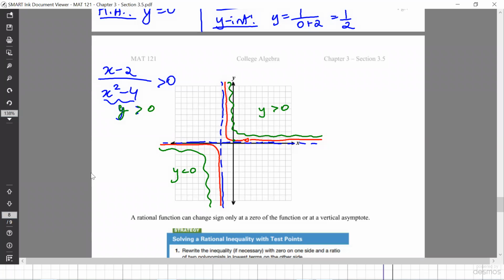How would you write that interval on the right-hand side? It would be -2 with the parenthesis to +2, union, and then +2 with the parenthesis to the big. Very good. So it's not negative infinity, right?